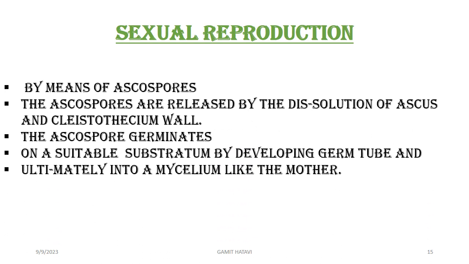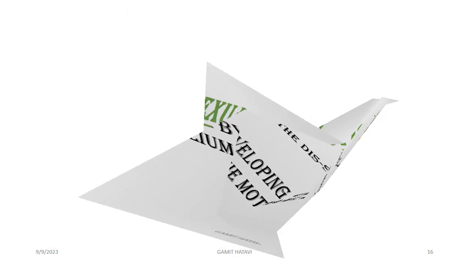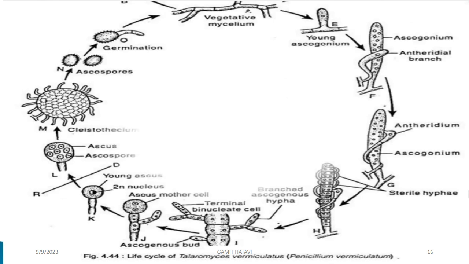Next is sexual reproduction, by means of ascospores. The ascospores are released by the dissolution of the ascus and cleistothecium wall. The ascospore germinates on a suitable substratum by developing a germ tube and ultimately grows into a mycelium like the mother. Life cycle of Penicillium.